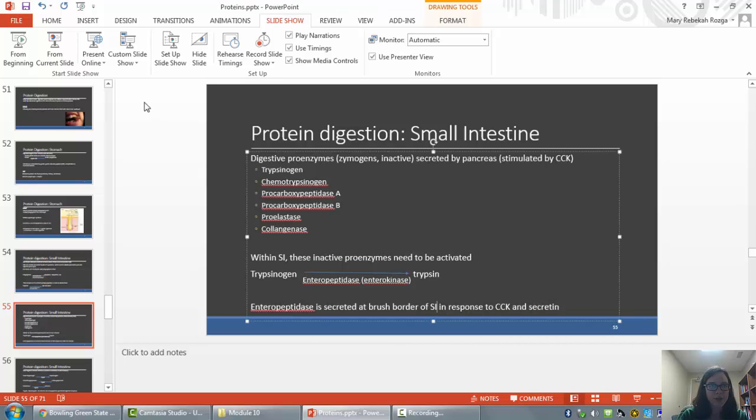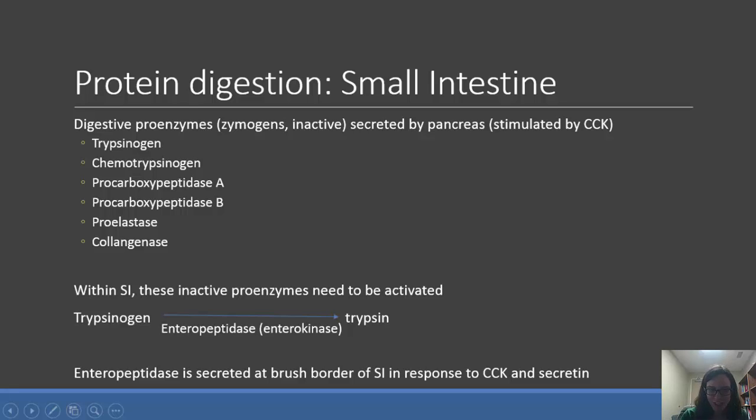I'm going to put the correct one. Don't worry, I'll post the correct one. But I just want to make sure I don't forget some of these.